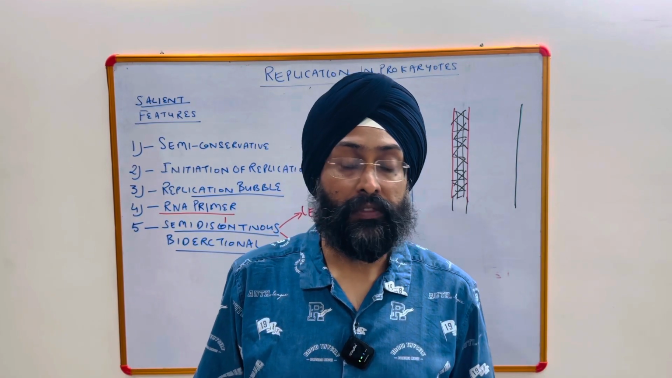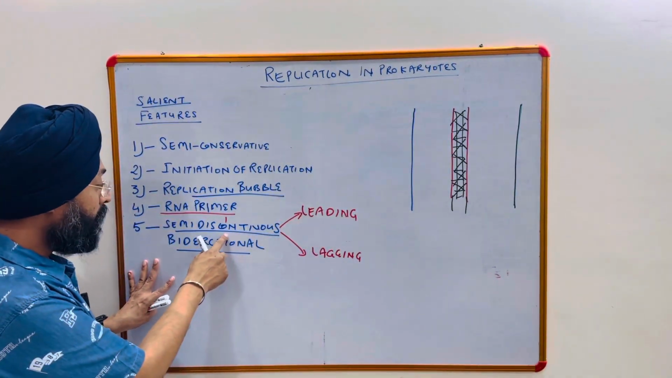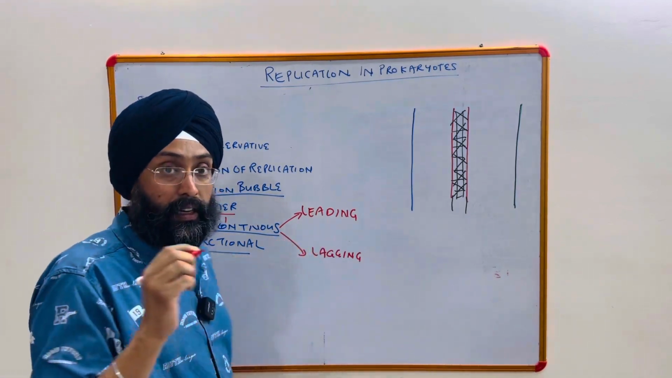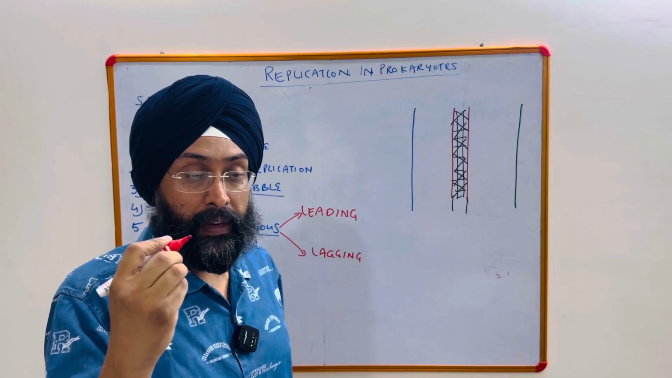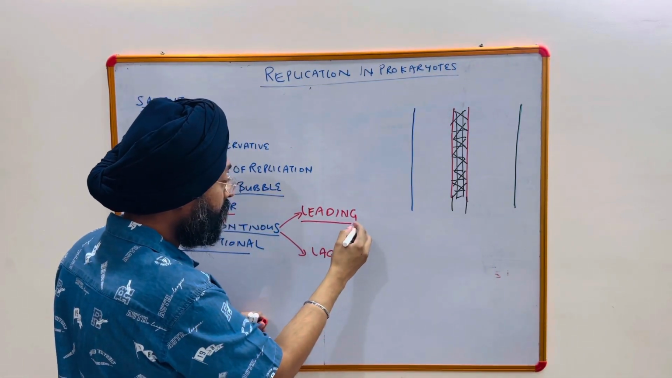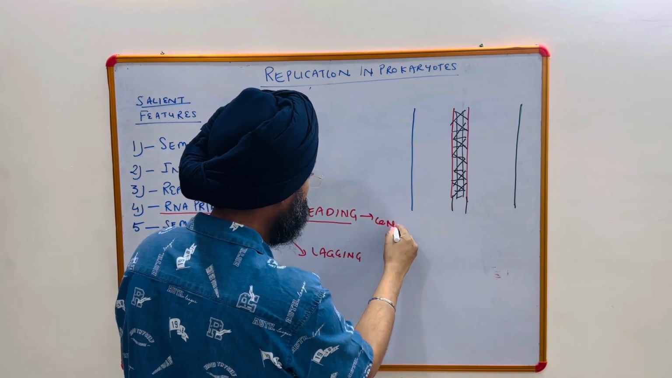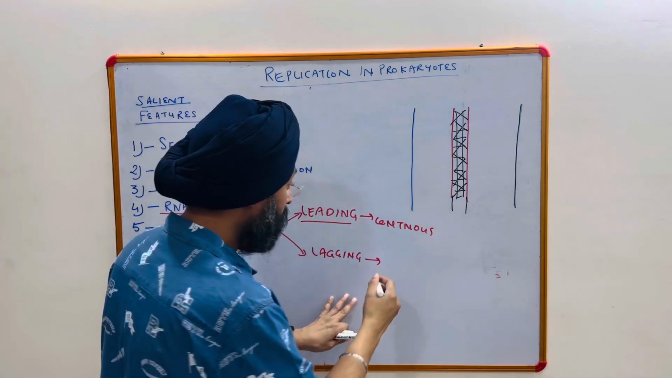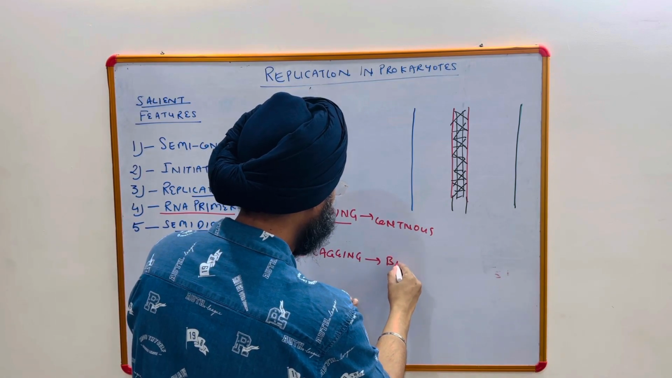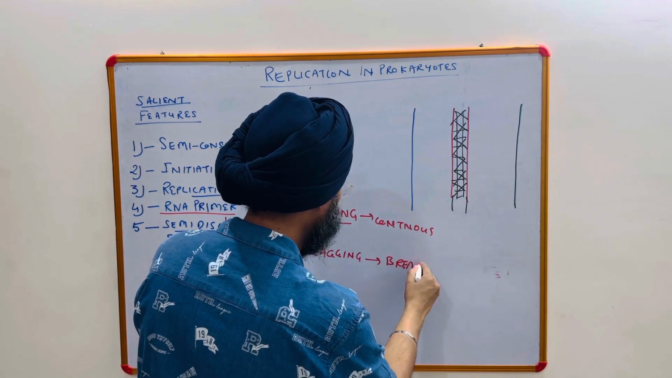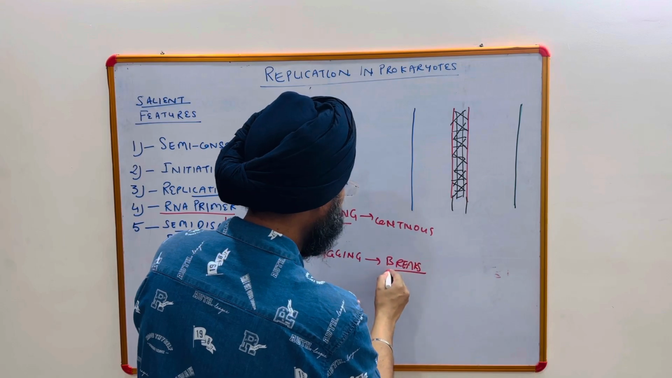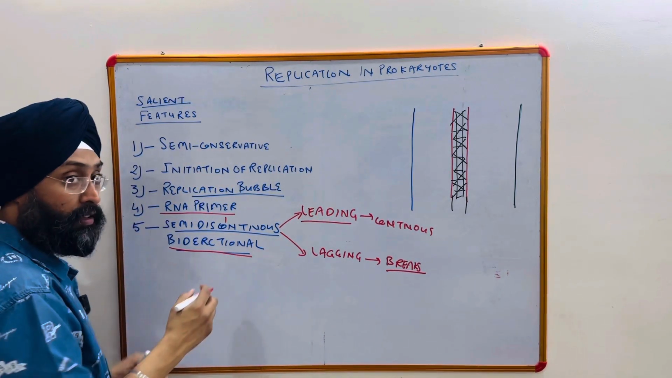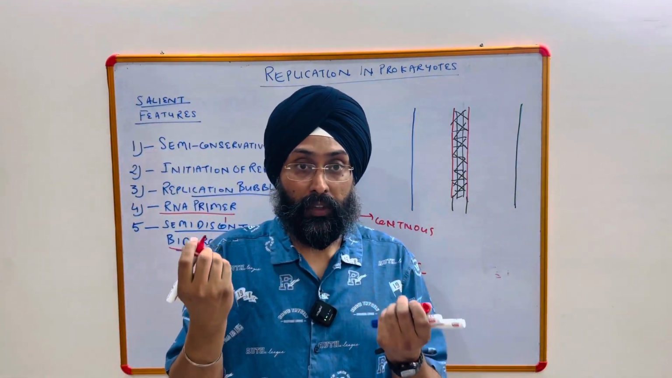Now coming on to the next feature, that is it is semi-discontinuous and bidirectional. Semi-discontinuous means that it can continue with some breaks. So in case of the leading strand, it is continuous, but in case of the lagging strand, it takes place in breaks, so it is semi-discontinuous, right? And coming on to bidirectional, right? DNA synthesis takes place in both directions, right?